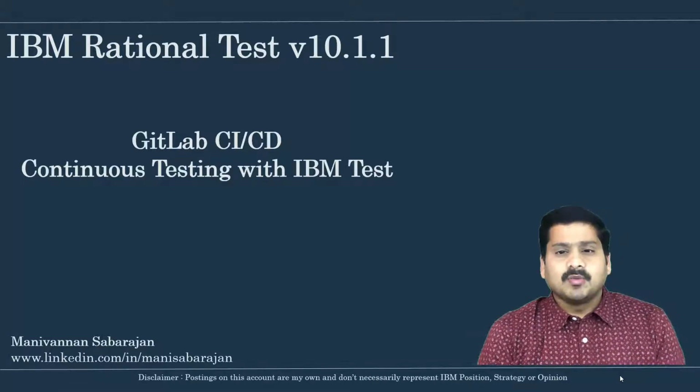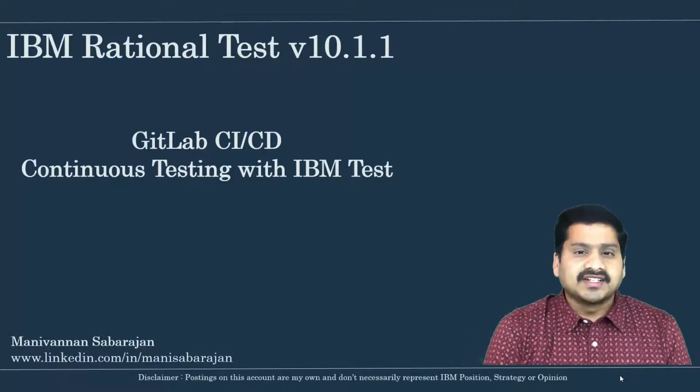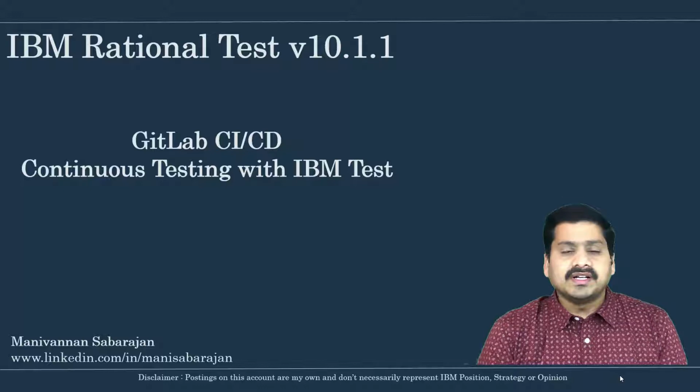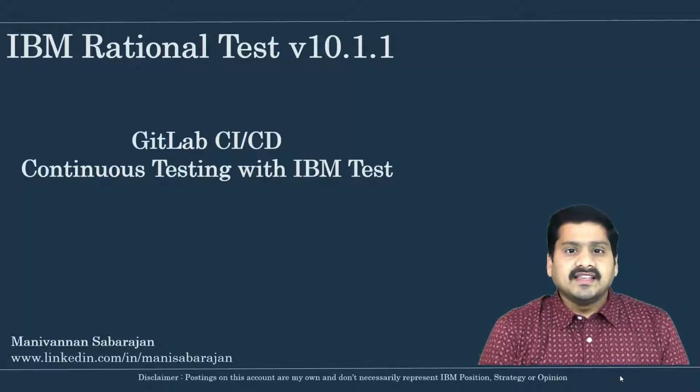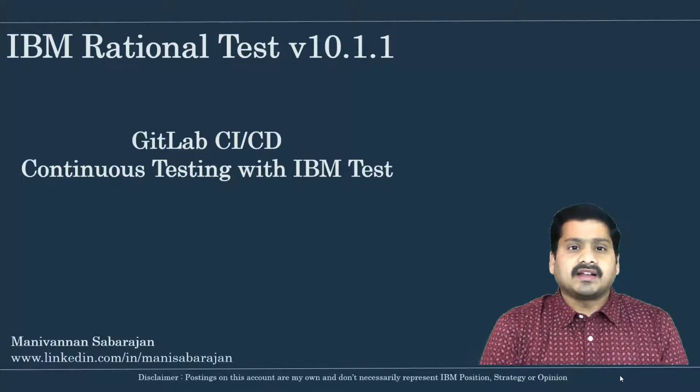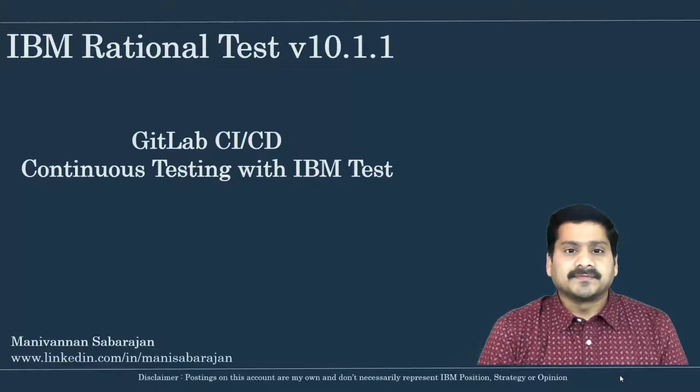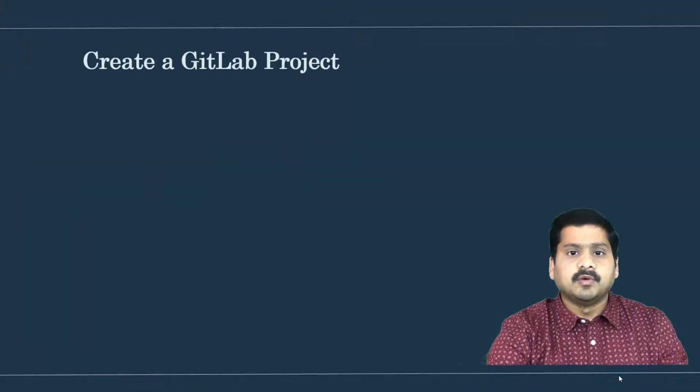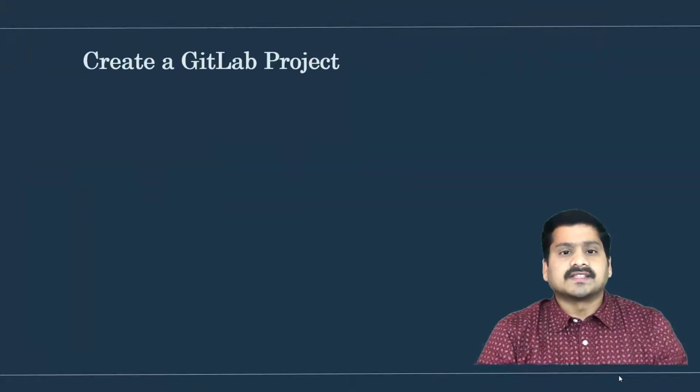Rational Test Workbench provides the capability for functional, regression, performance, and API testing. And these tests can be triggered as a part of this GitLab pipeline. In the demo, we will go through the following process.